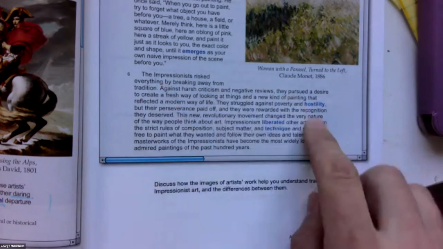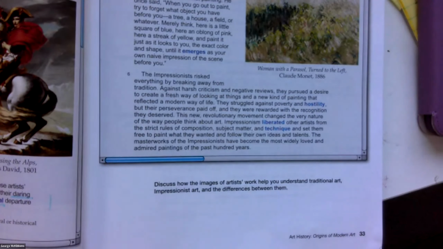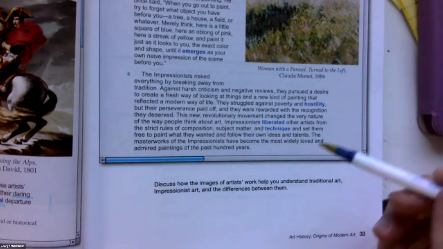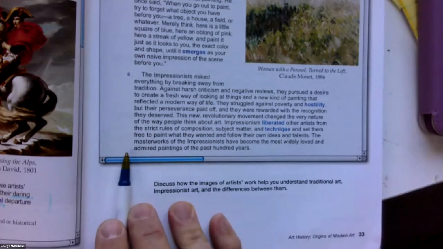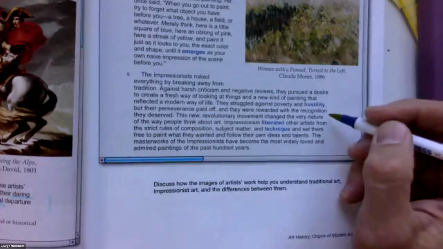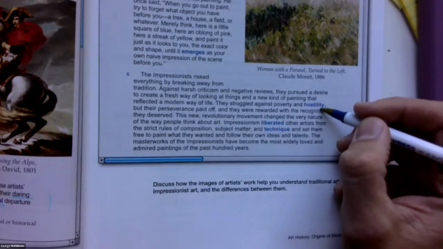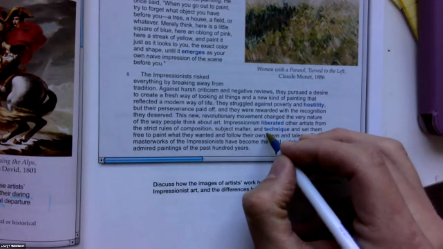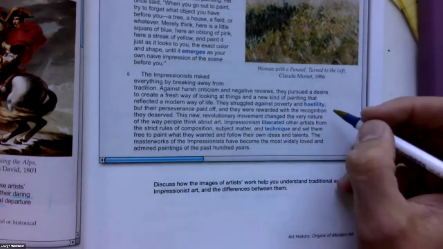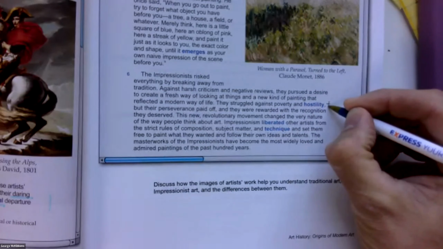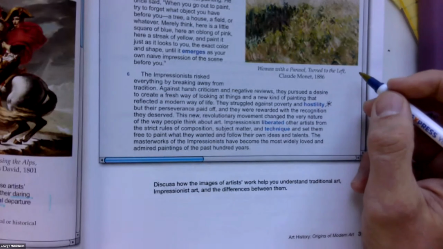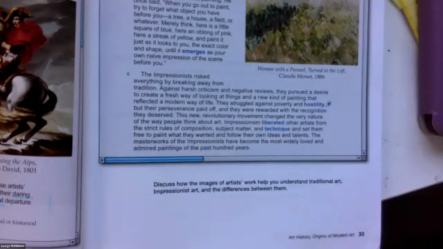So I wanted to start right here by going over the last paragraph of what we read on Tuesday. These highlighted words: hostility, liberated, technique. Who could tell me what this word means, hostility? I'm gonna put a little asterisk there, hostility. Opposition? Yeah, opposition. Excellent.